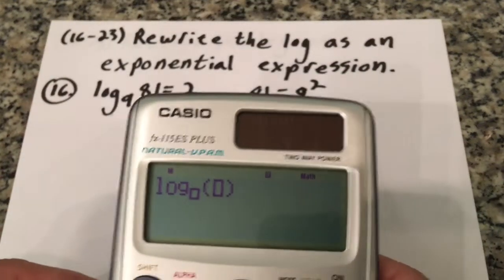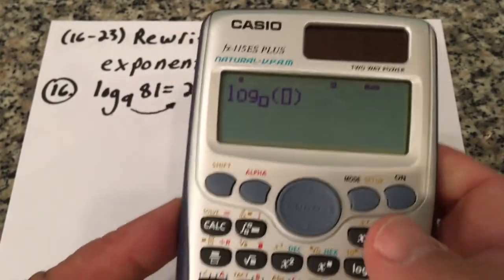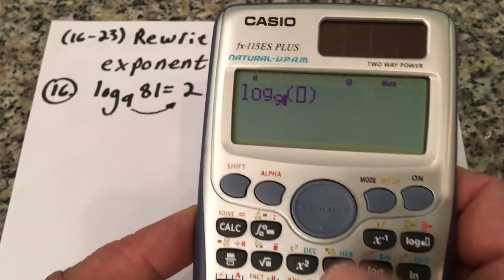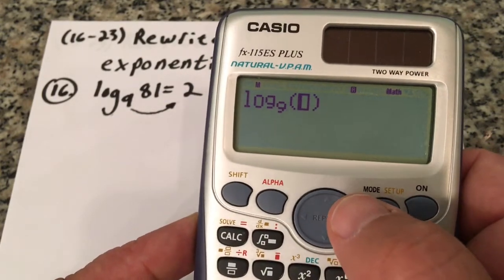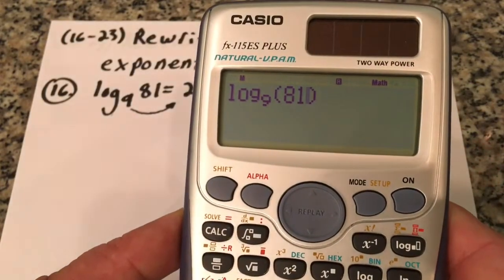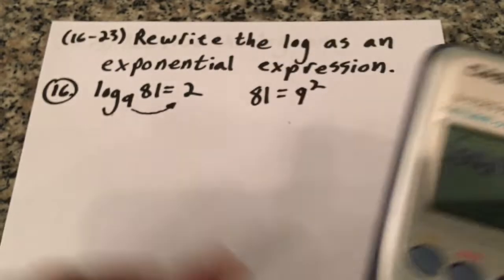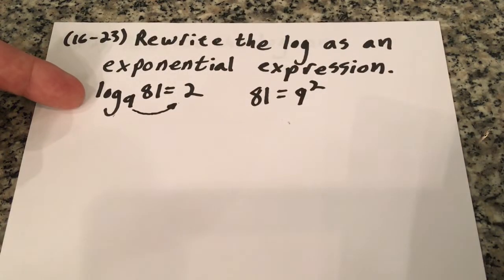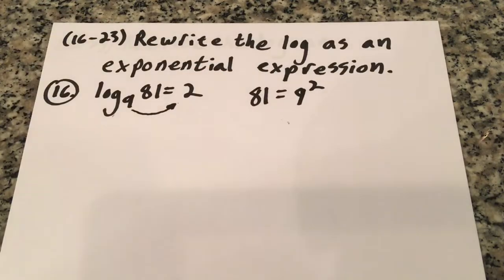And I can see if this is a true statement by hitting that log base button. Log base 9 of 81. When I hit equals, notice it's going to equal 2. So these are both true statements. I just rewrote the log as an exponential expression.